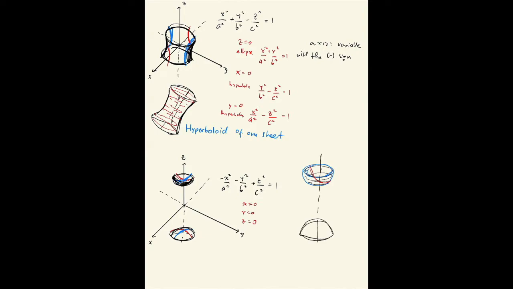The axis is the variable with the positive sign. So in this case, it's z, the positive z, right? That's the axis of the graph. But again, you can also switch the axis, so it can be in x or in y. We call this form, the name is similar, hyperboloid of two sheets. It is not yet the complex one. The last one is the most complex. Yeah, I'm also having difficulty drawing.